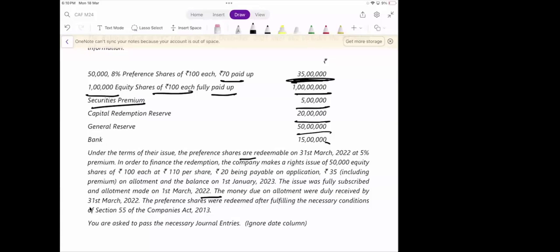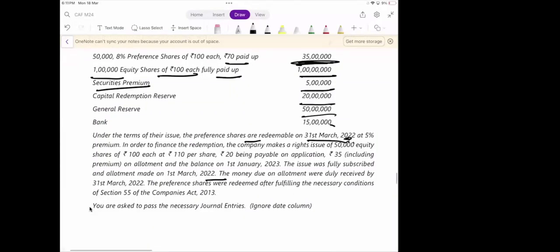The preferences are redeemable. On 31st March 22, we're redeeming the preferences at 5% premium. In order to finance the redemption, the company makes a rights issue of 50,000 equity shares of 100 each at 110. That's a 10 rupee premium we are collecting. 20 is payable on application, 35 including premium on allotment, and the balance on 1st January 23.